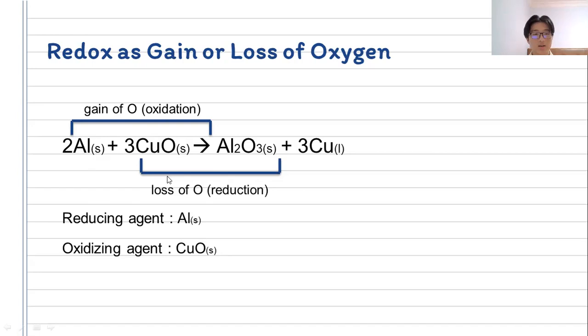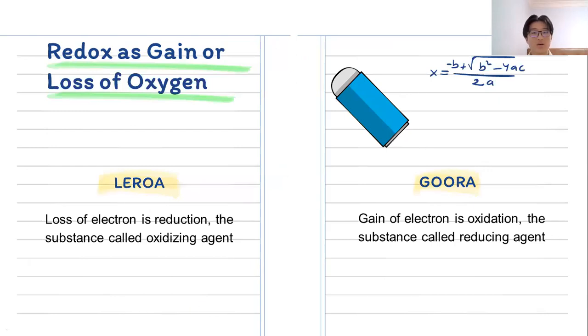Then we see that there is a loss of oxygen from the copper oxide. The copper oxide lost some oxygen, so this process is called reduction. Because there is reduction here, what does it correlate with? Yes, the oxidizing agent. So this process of reduction means that CuO, or copper oxide, is the oxidizing agent. The last type of the redox reaction is redox as gain or loss of electrons.